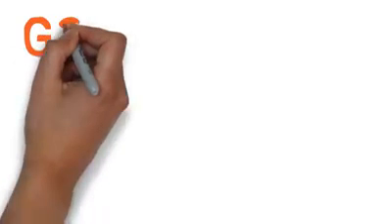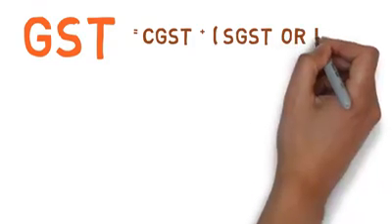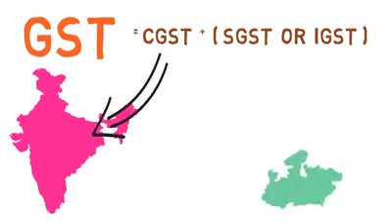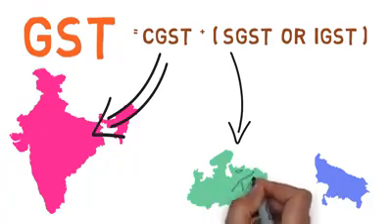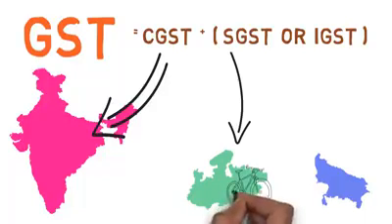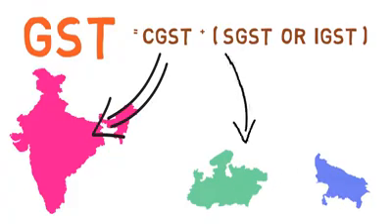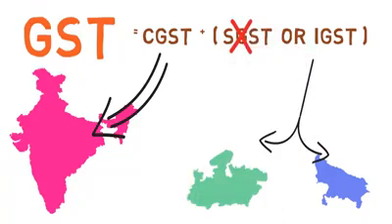Let's take GST in detail. GST is a combination of CGST and SGST or IGST. CGST is central GST, which is paid to the central government, SGST is the state GST which is paid to the state government, and IGST is the integrated GST which comes in the situation when goods and services move interstate. For example, product A is manufactured in Madhya Pradesh and sold in Uttar Pradesh, so IGST is distributed between both the states. In this case, SGST will not be collected.